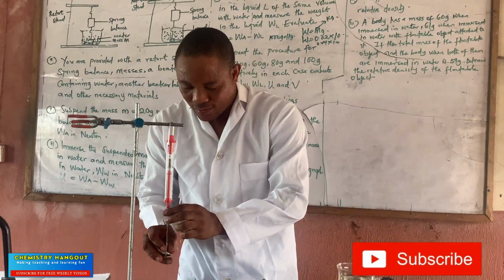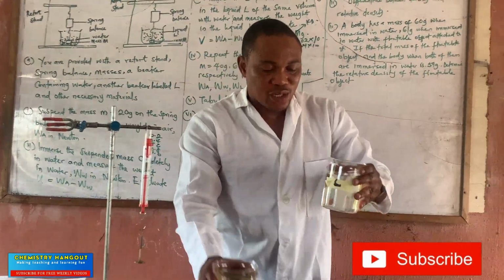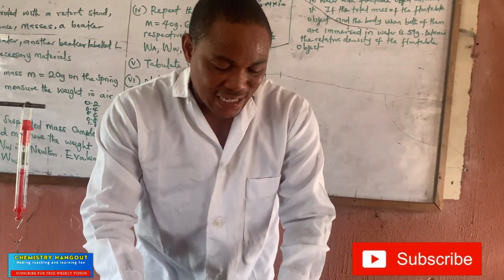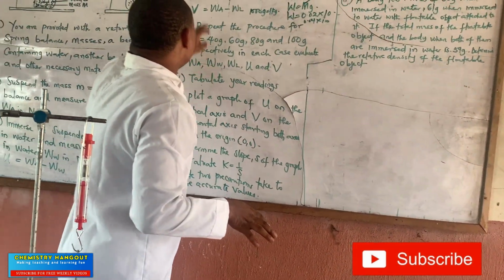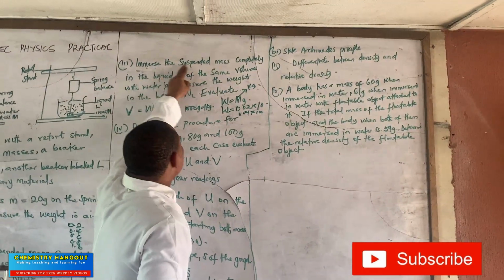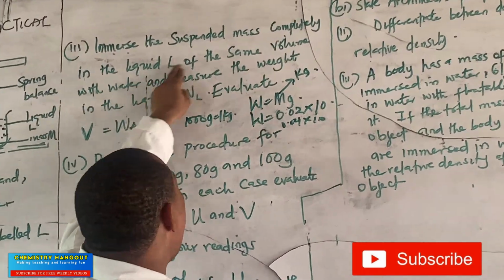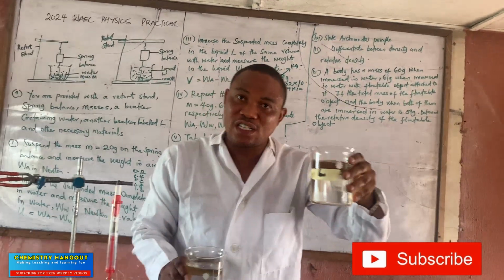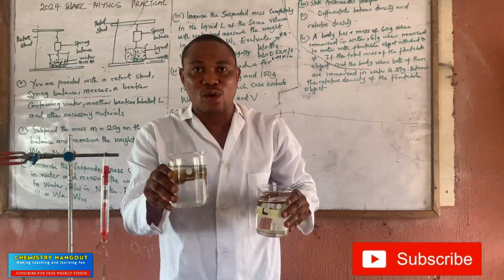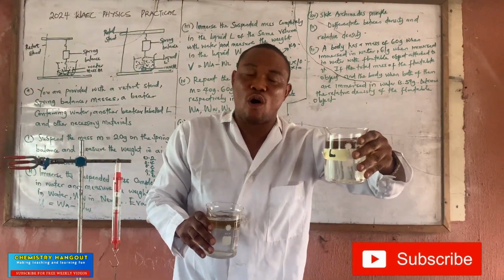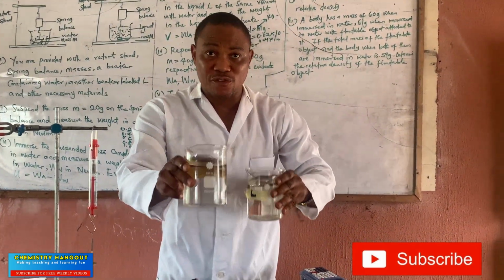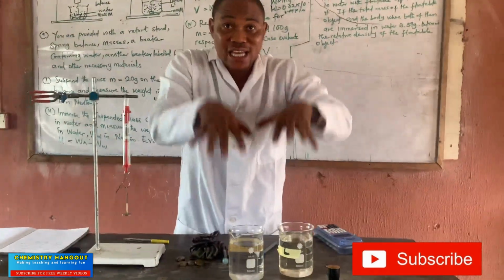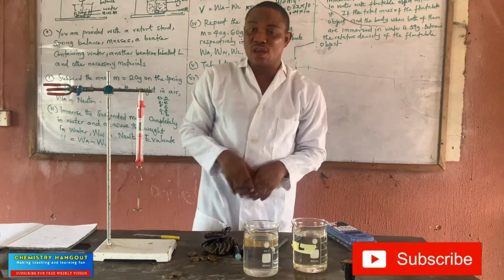And don't forget, when we are doing the practical, we are using the same volume. Very important, the same volume. Is it specified in the question? Let's see. In the liquid, you can see that now: immerse the suspended mass completely in the liquid L of same volume. So if you are using 200 of this, you have to use 200 of this. If you are using 200 centimeter cube of water, you have to use 200 centimeter cube of kerosene. So very important. I'm using 500, 500. And the reason I choose to use 500 is so that it will be fully immersed in the liquid. So I would advise you use 500 too.